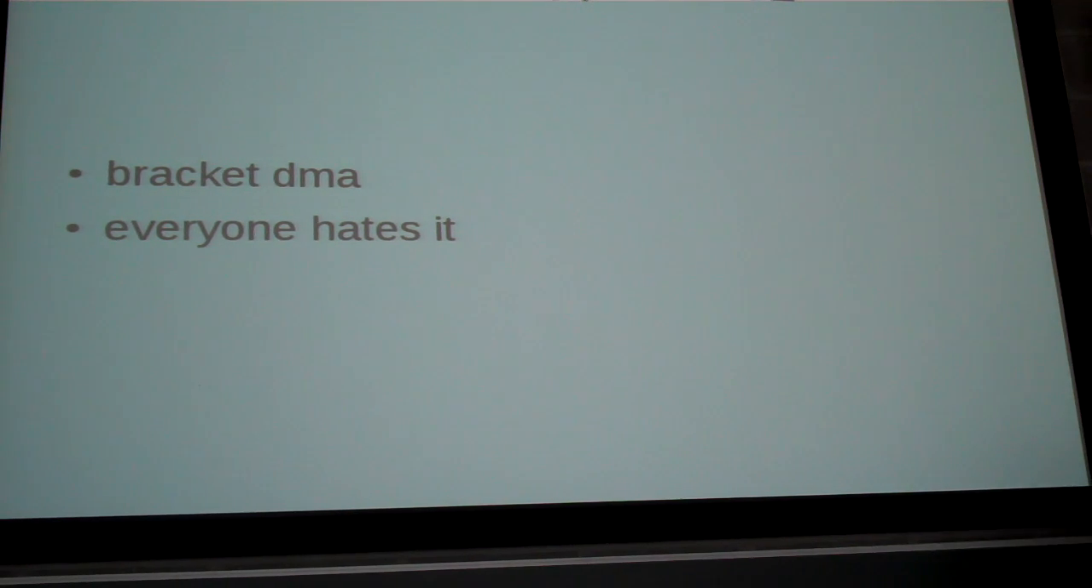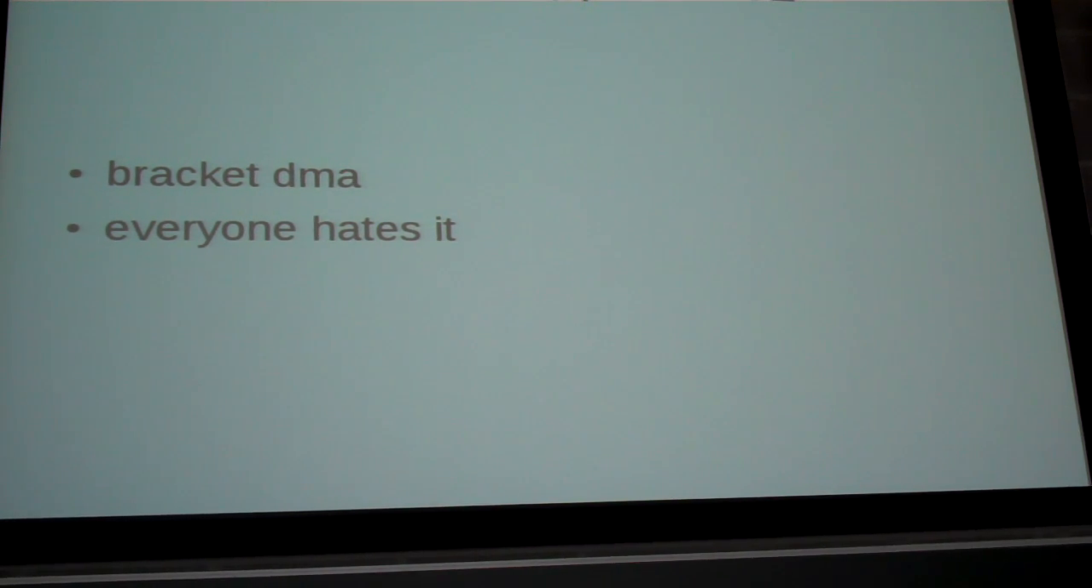Now the problem is everyone hates that solution because it isn't really a solution. One problem is on the importer side, all that mapping and unmapping is, at least for a few devices, extremely expensive. So we want to keep onto these mappings for as long as possible. And for the exporting side, all this DMA bracketing actually doesn't really solve the problem. There are quite a few issues still with that, but I'll explain later on why it doesn't work.